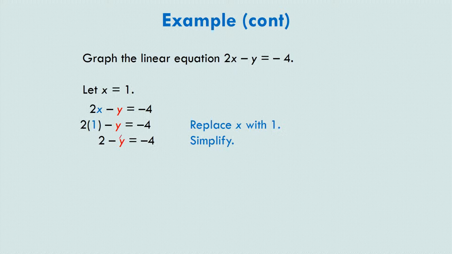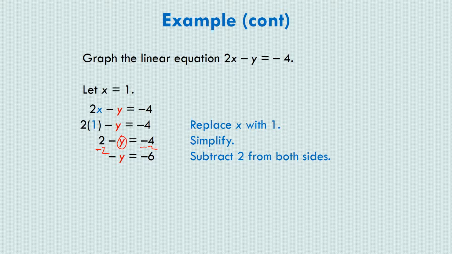My goal is to get y by itself. So my first thing I'm going to need to do is subtract the 2y, then subtract the 2 from y. What I do to one side, I do to the other. And when I clean that up, I get negative y equals negative 6.